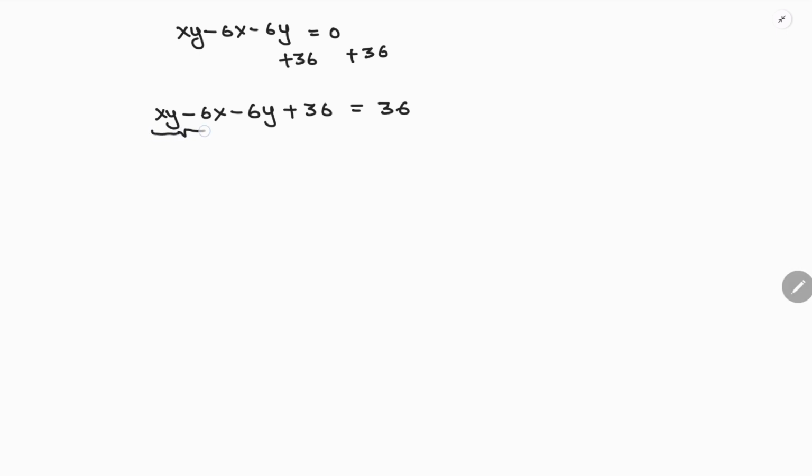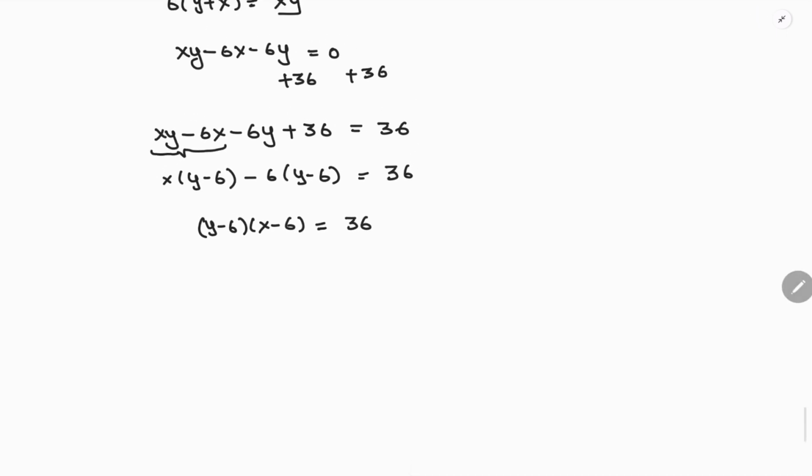Now I can take x common, right? I will get (y - 6) here, and here I can take 6 common. I will get (y - 6), that is equal to 36. And if I take (y - 6) common, I get (x - 6)(y - 6) = 36, right? Now whenever we get this type of thing, you see here they are telling us that the product of two things, x - 6 and y - 6, is 36, right?